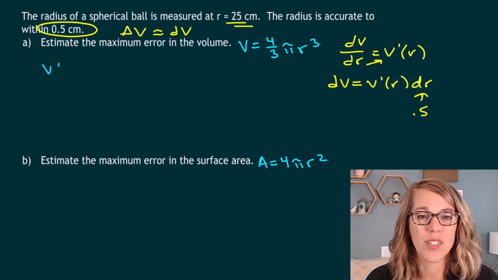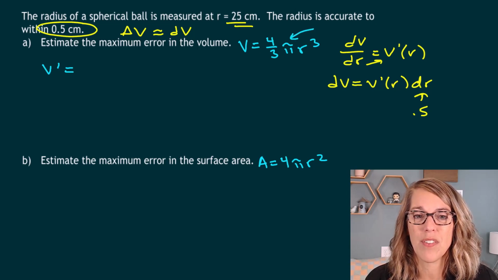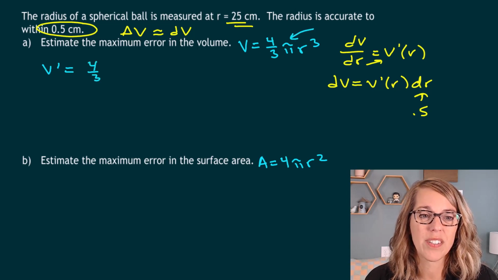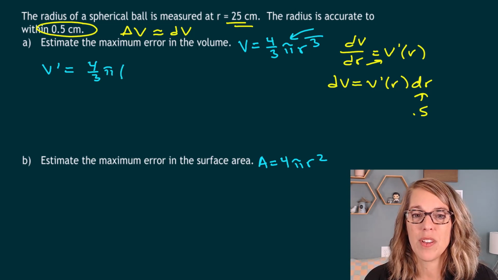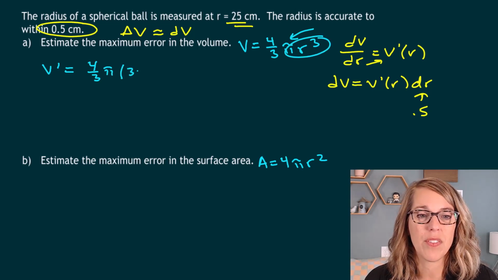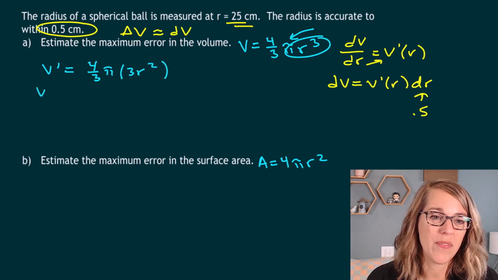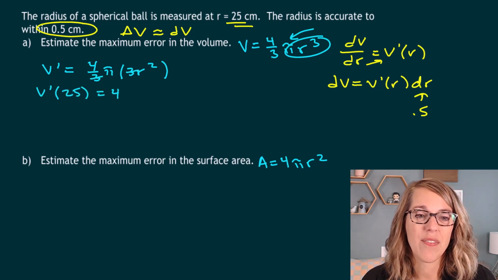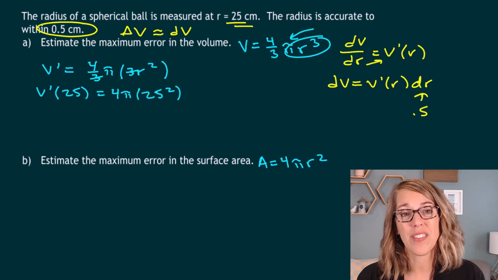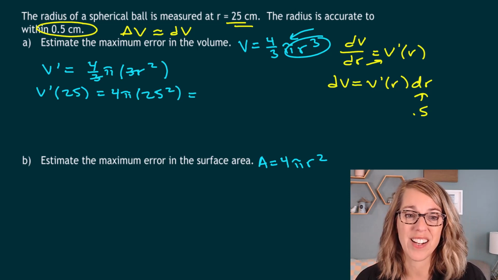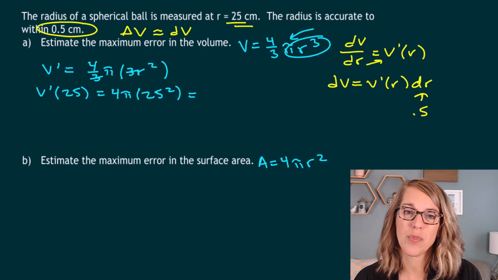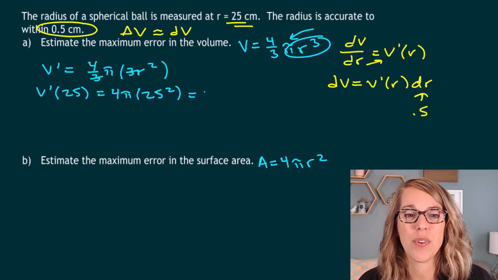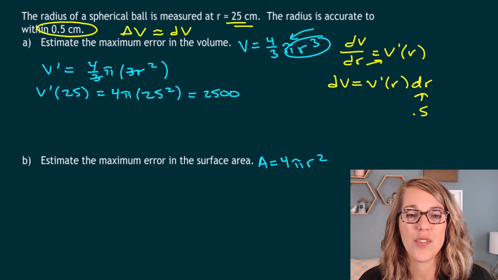So when I take the derivative, V prime is equal to, taking the derivative of my formula here, 4/3 pi times, I'm going to do the power rule on r cubed, that's going to be 3r squared, and this is V prime, and I want V prime at 25. I can cancel my 3's, and I have 4 pi times 25 squared. I can come up with an approximation of this, or I can use an exact value. If I multiply 4 times 125, that's 100, times another 25 is 2500, so I have 2500 pi.